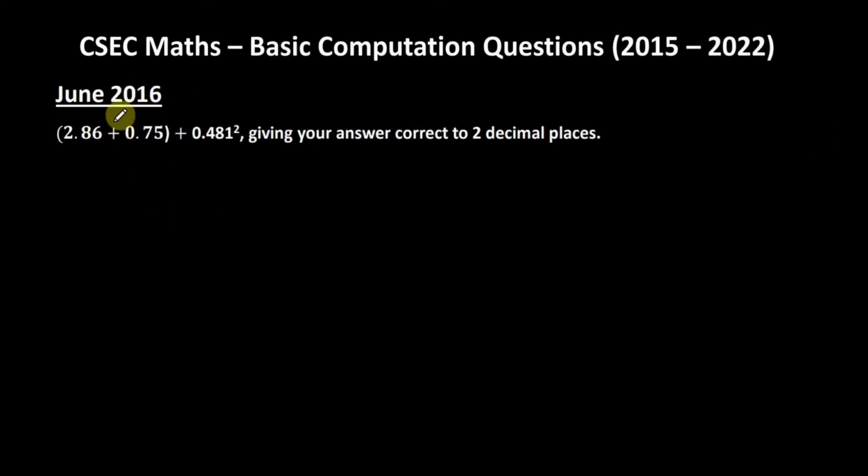Now this was the question given on the June 2016 paper relating to basic computations. So we have an open bracket, 2.86 plus 0.75, close bracket, plus 0.481 squared, right? And they ask us to give our answer correct to 2 decimal places.